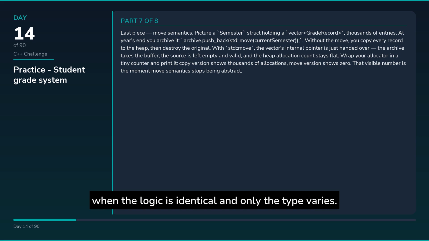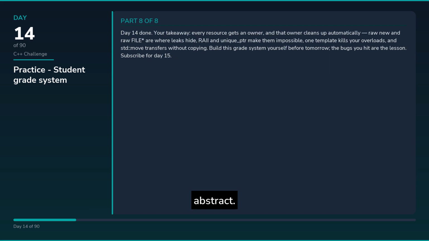Wrap your allocator in a tiny counter and print it. The copy version shows thousands of allocations, the move version shows 0. That visible number is the moment move semantics stops being abstract.